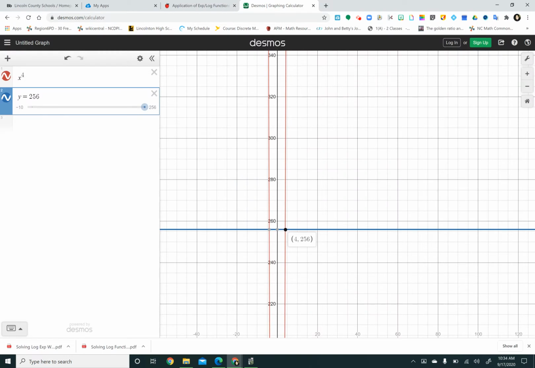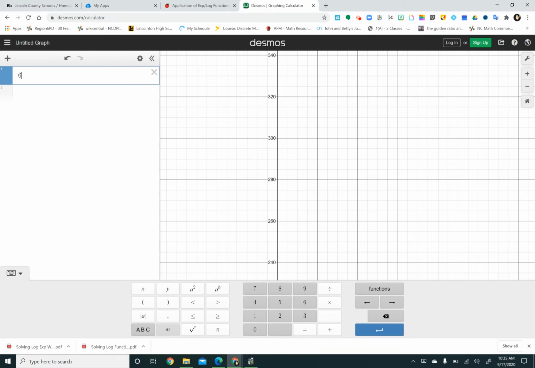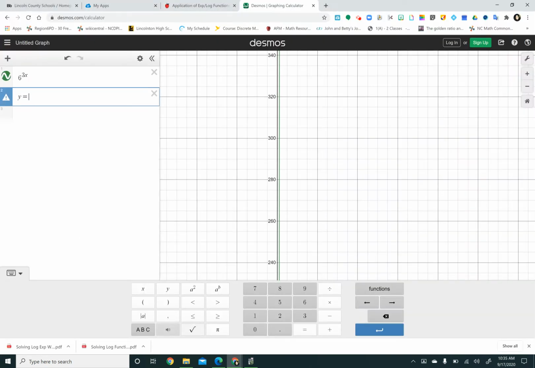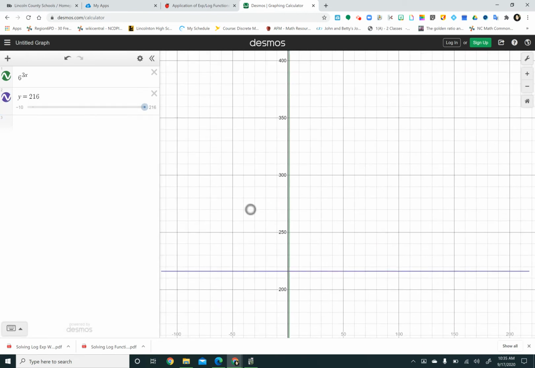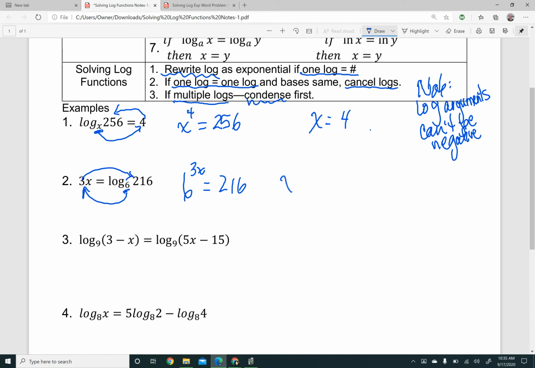Since most of you are using Desmos, let's go to Desmos. So we say 6 to the 3x and y equals 216. So we would find where that green line and purple line cross, and there's the gray dot. And it says that they cross at x equals 1. And so that would be my answer. x equals 1.